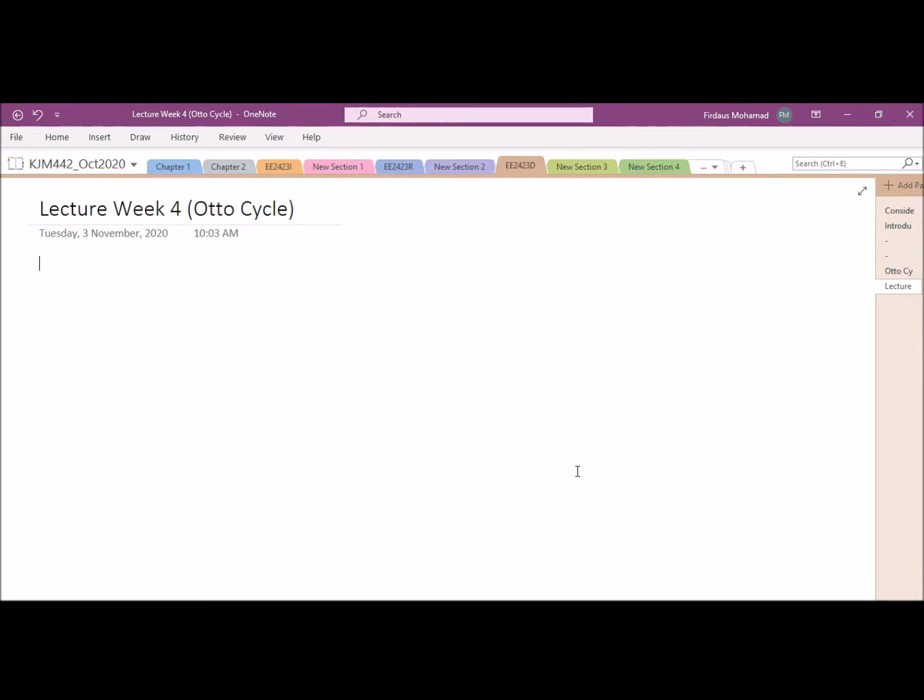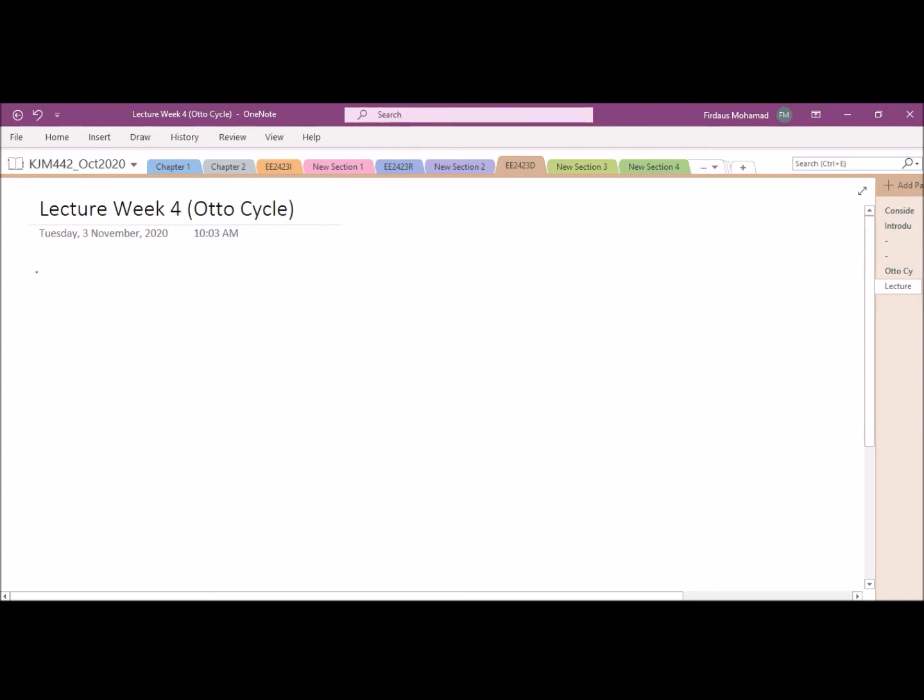So basically in chapter 2, we have discussed internal combustion engines. At the end of our previous class, we covered up to the Otto cycle for spark ignition engine. Today I will show you how to do the analysis for the Otto cycle spark ignition engine. First, let's recall what we learned in our previous lecture last week.